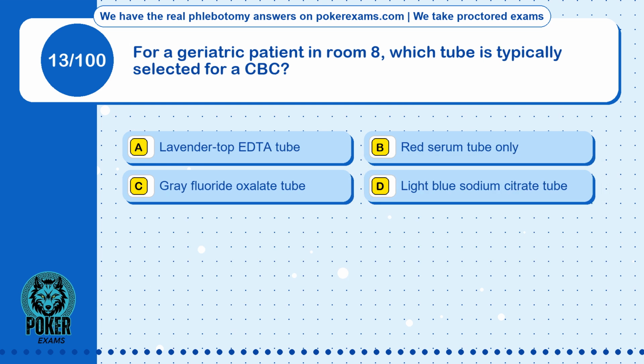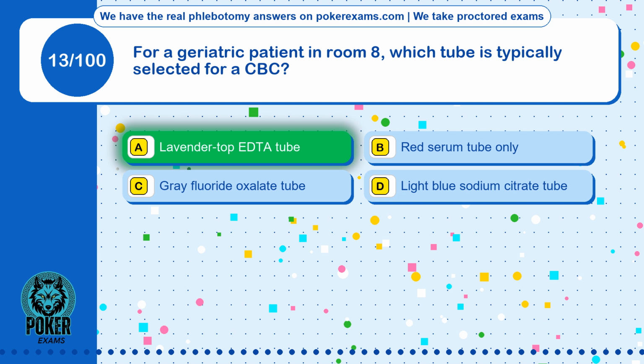Question 13. For a geriatric patient in room 8, which tube is typically selected for a CBC? Option A, lavender top EDTA tube. Option B, red serum tube only. Option C, gray fluoride oxalate tube. Option D, light blue sodium citrate tube. The correct answer is option A.